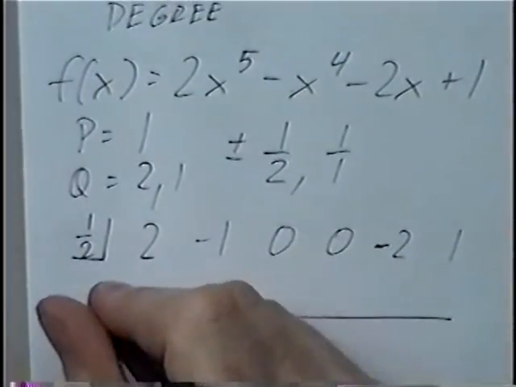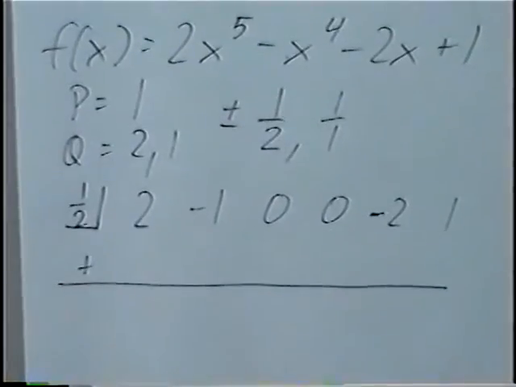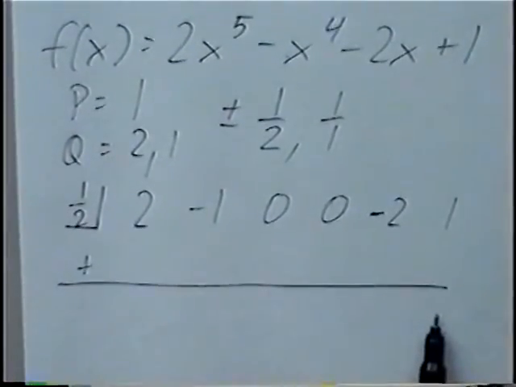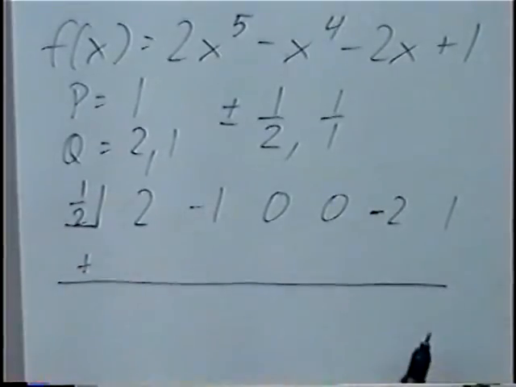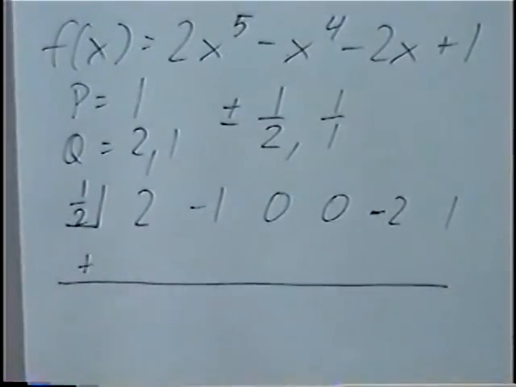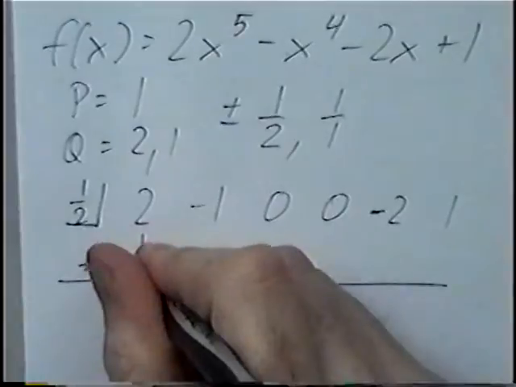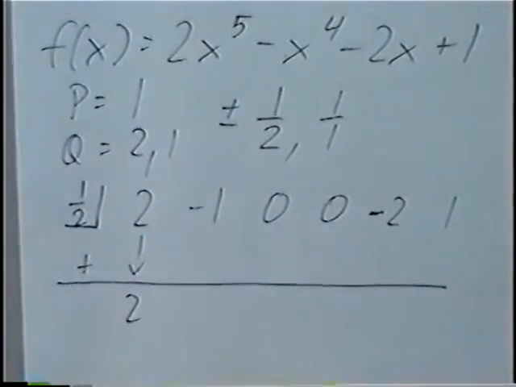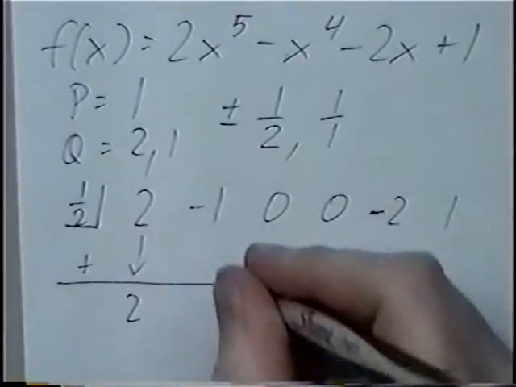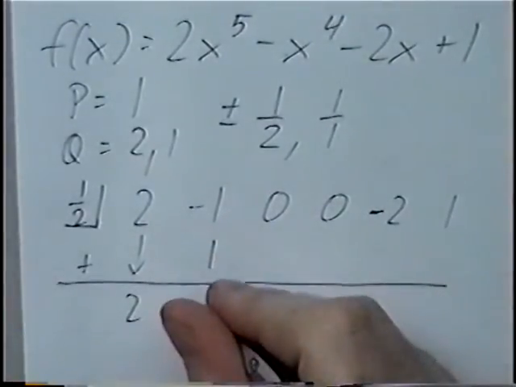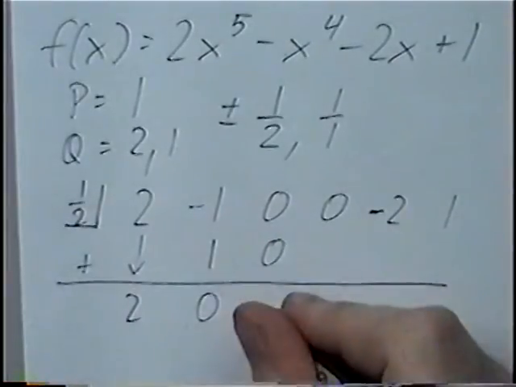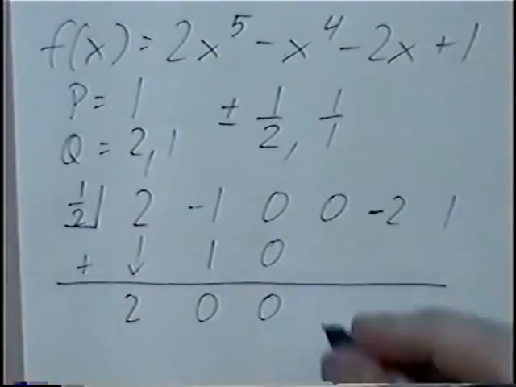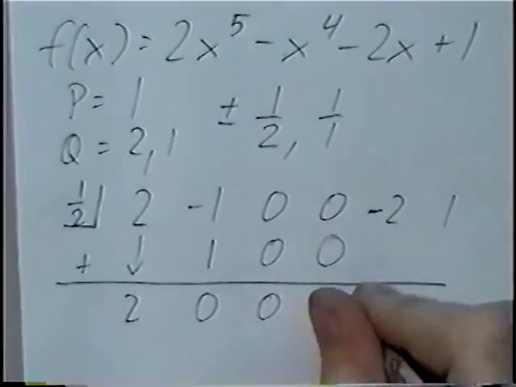And again, using synthetic division, we can divide. If there's no remainder for this division question, that means 1/2 will be a 0. If there is a remainder, it means 1/2 is not a 0. Dividing, we can drop the 2 down, and multiply by 1/2 each time. 2 times 1/2 would be 1. Adding straight down would be 0. Multiplying by 1/2 would be 0. Adding is 0.